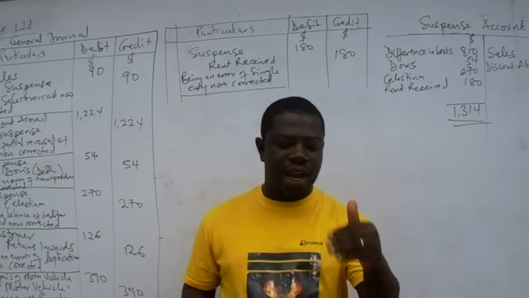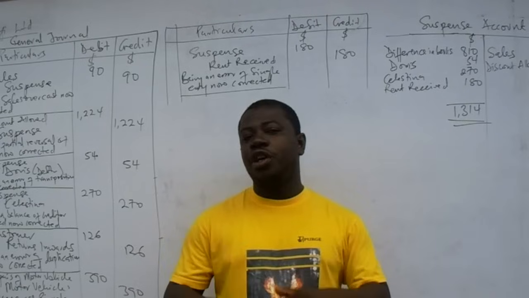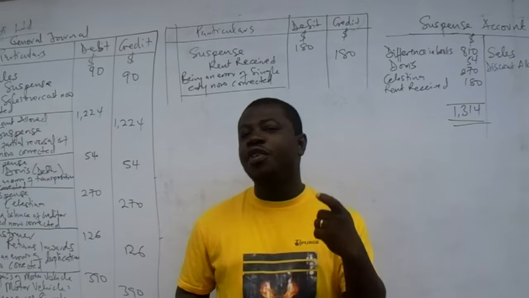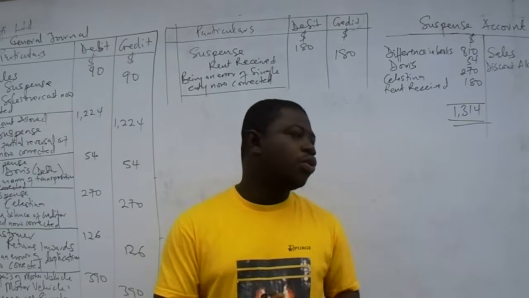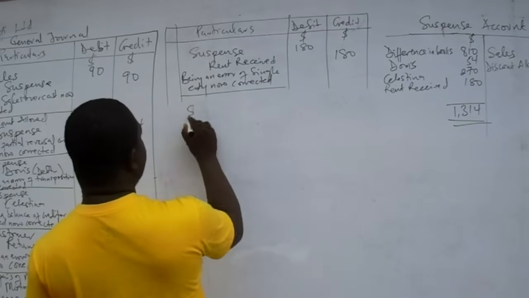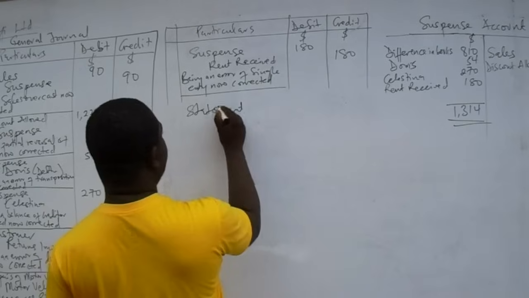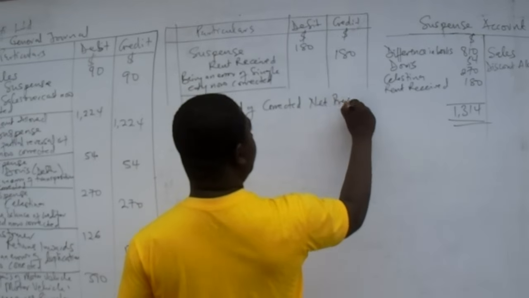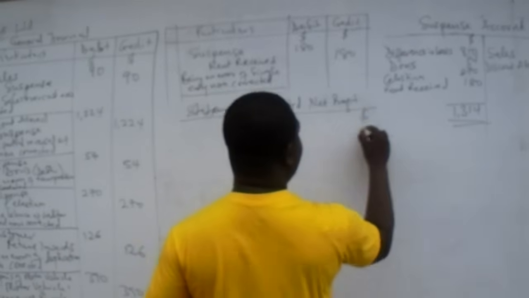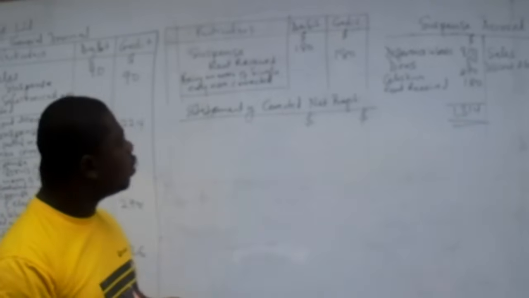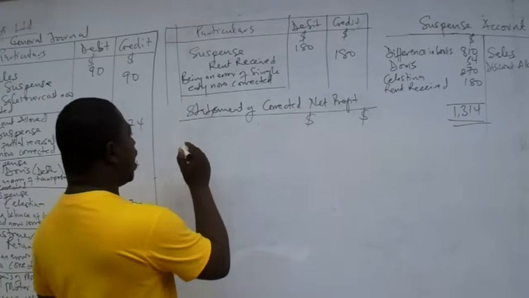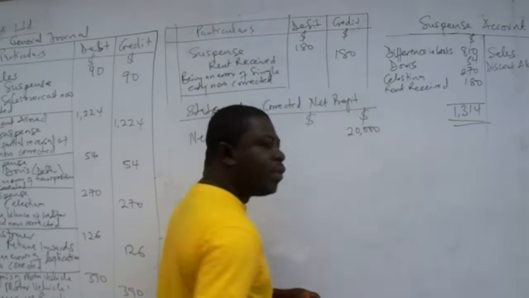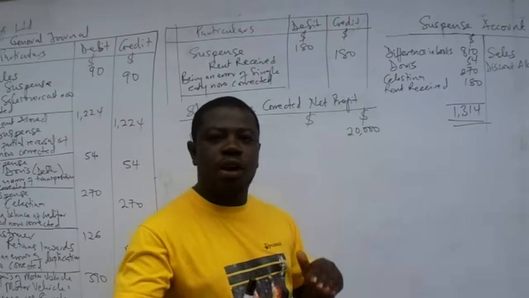And so we have to go through the errors one by one again. So after doing the first, what we have to do is to start all over, go through the errors one by one, look at the effect of each error on the profit and adjust it accordingly. And so let me see, I'll start by saying that I'm preparing a statement of corrected or adjusted net profit. I'll underline it, bring my dollar sign in double. And so that is what I'm doing now, statement of corrected net profit. And I'll always begin with the net profit reported, which is $20,000.